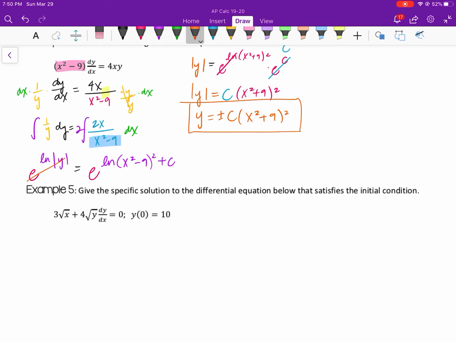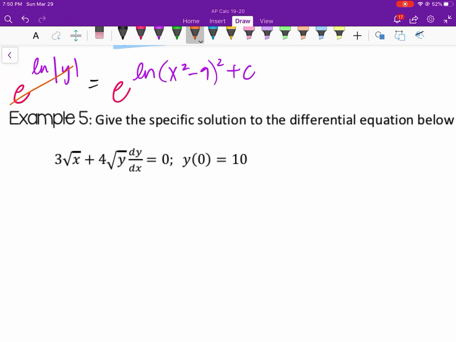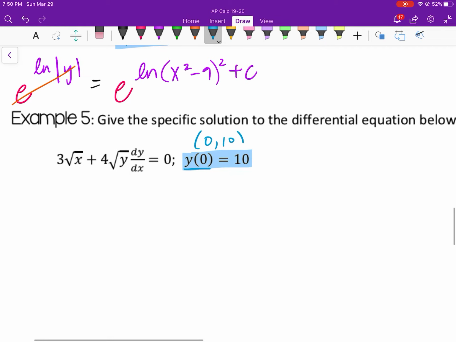Now, example 5, this time we're looking for a specific solution again because they give us an initial condition. So at some point in time, probably near the end, we are going to be plugging in that ordered pair. And it's kind of weird for us to see y of 0. They often like to write that instead of just giving us the ordered pair, but don't worry about that. We're just using function notation with f instead of y, but whatever.